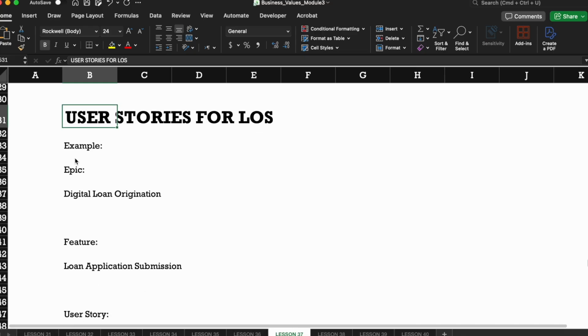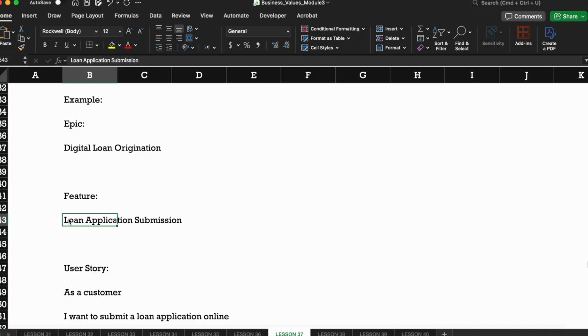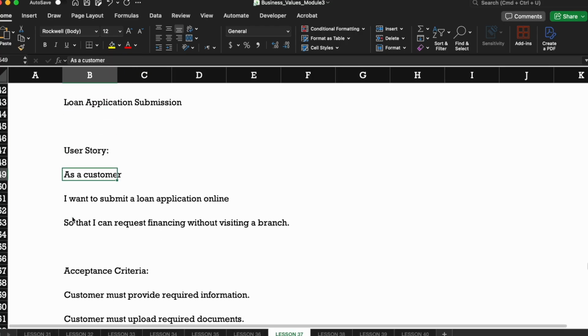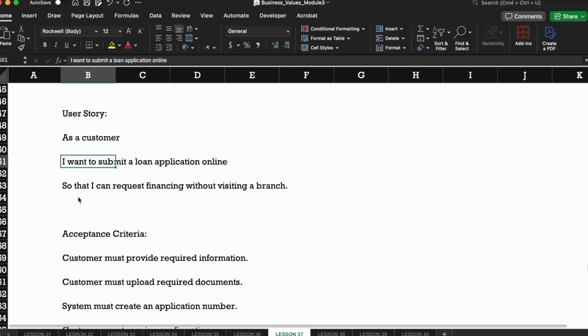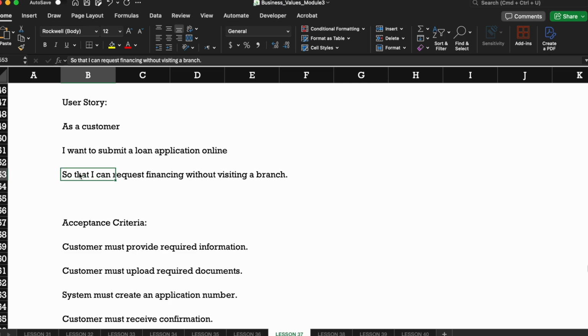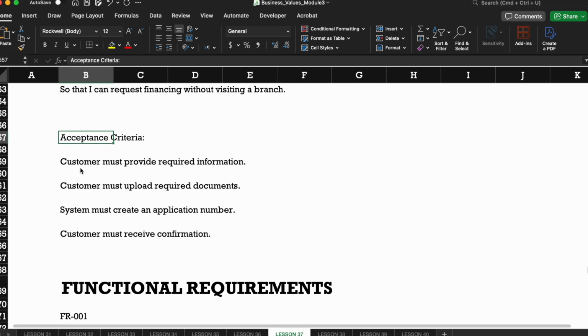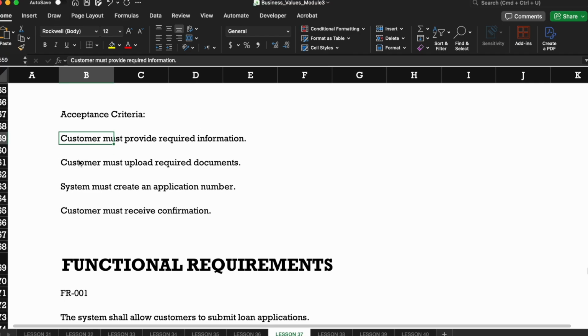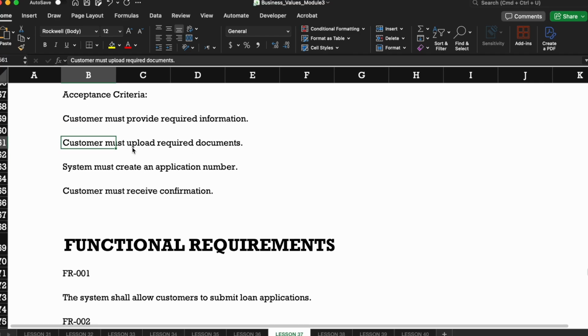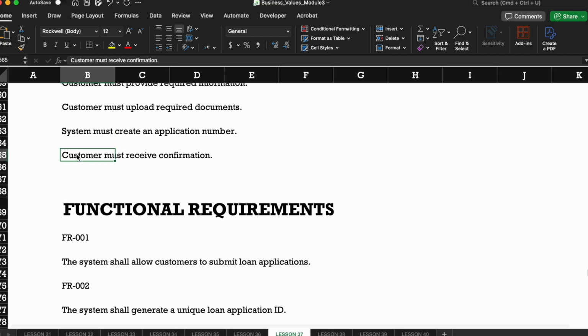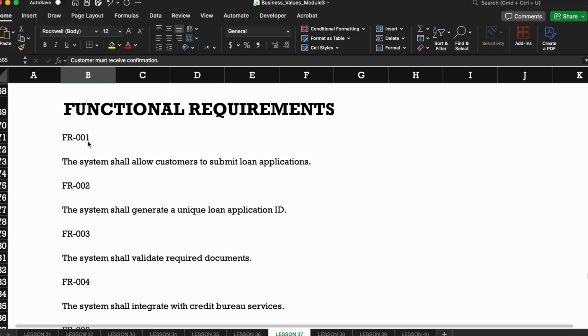User story for LOS. Epic: digital loan origination. Feature: loan application submission. As a customer, I want to submit a loan application online so that I can request financing without visiting the branch. Acceptance criteria: customer must provide required information. Customer must upload required documents. System must create an application number. Customer must receive confirmation.